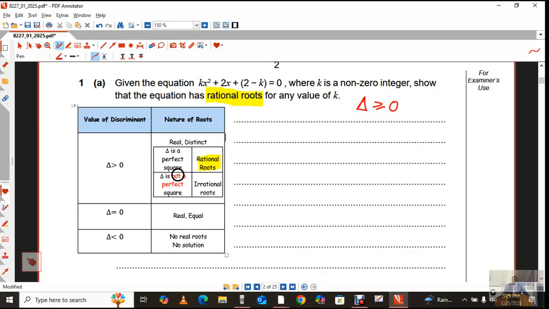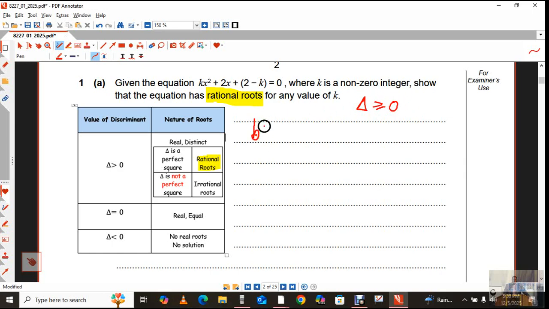But if it's just saying it's irrational, then you just use greater than. If it's equal to, it means the roots will be equal. If it's less than, it means there are no real roots or solutions. So I'll keep this table here, and this part of the table comes in handy for you to know that you are going to use this condition.